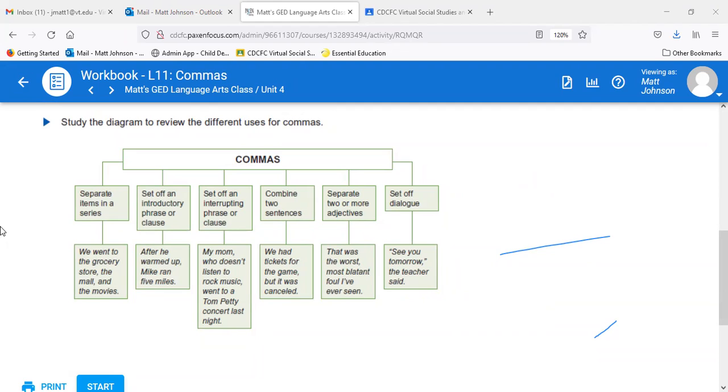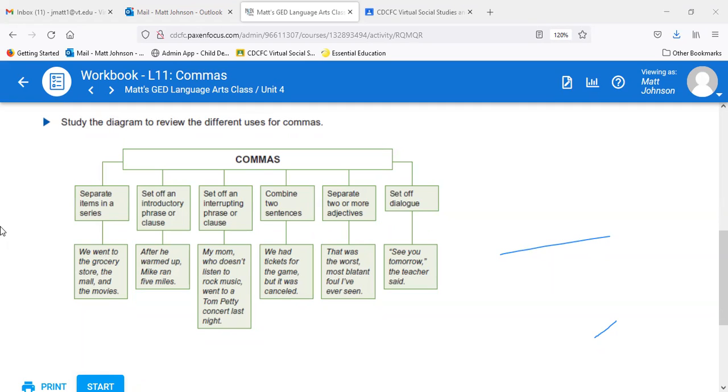And then combine 2 complete sentences, right? So we had tickets for the game, but it was canceled. I could say we had tickets for the game, period. It was canceled, but it flows better if we combine those 2 sentences and we add that contrast with but there, right? Separating 2 or more adjectives, right?